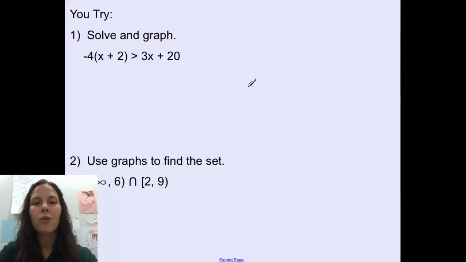Here are your 2 you-try questions. If you need some more clarification on that set notation, we'll work on that in class.